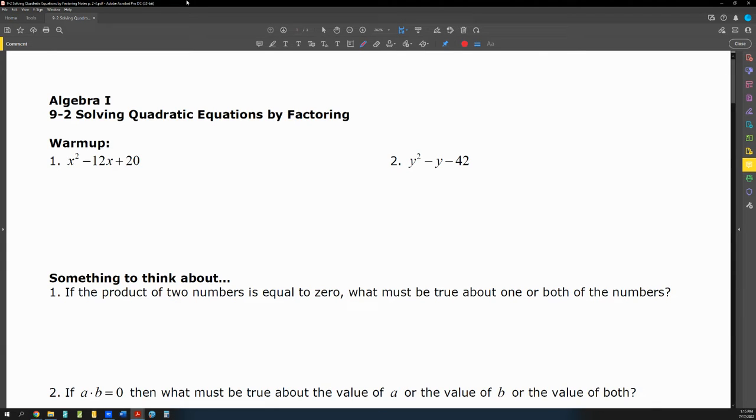Hi everyone. Today we will be beginning our unit on quadratic equations and quadratic functions. We'll begin with 9.2, which is solving quadratic equations by factoring. Before we jump into that, I want to start with this warm-up.